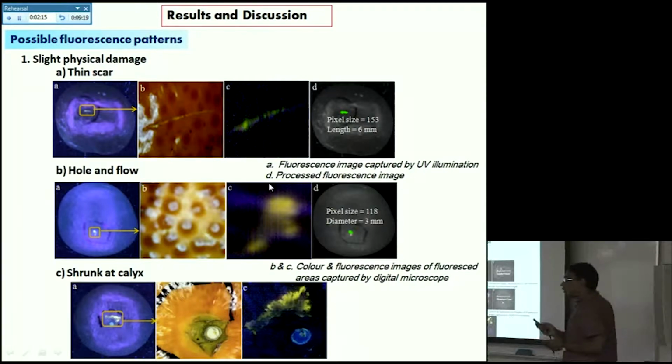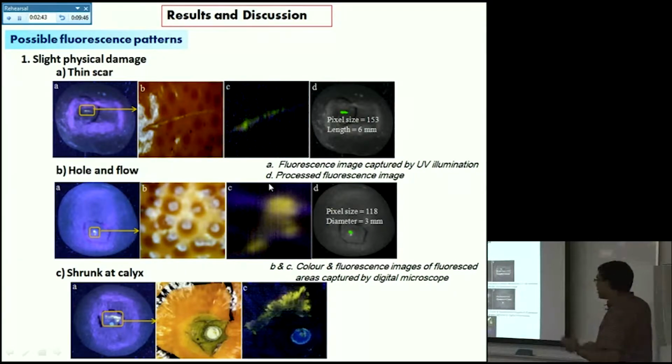And sometimes the hole may be created inside the packing house, because sometimes in the packing house the fruits are cleaned by brush. So this brushing equipment may create holes on the fruit surface. We observed that the minimum diameter of a hole detected by the fluorescence imaging system was 3 millimeters. And the third one is shrunk at calyx.